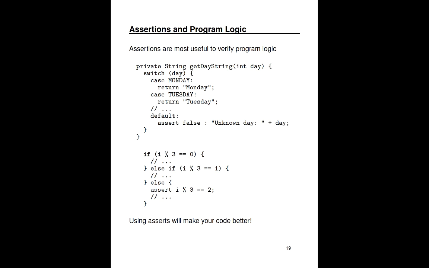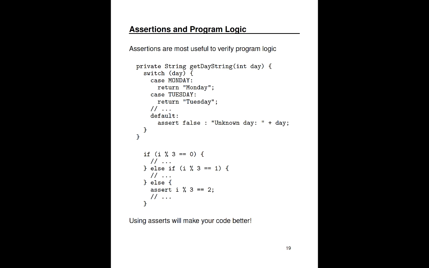Here's another example of where you can use assertions to verify program logic. Let's say that you've got a switch statement that switches on the day and you want to return the string. And let's say your day is represented as an int. And so then you can go through your case statement, and if you get to the default and there's an unknown day, then you can just say assert false. Like, wow, I should never get here. Something obviously has gone wrong with my logic because someone added a new day to the calendar.